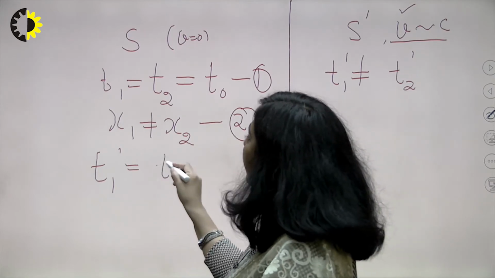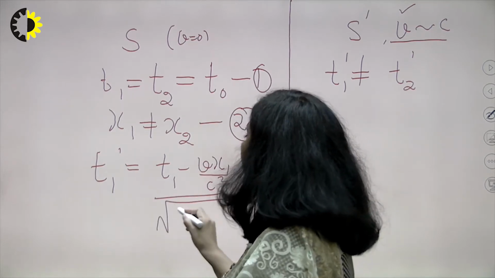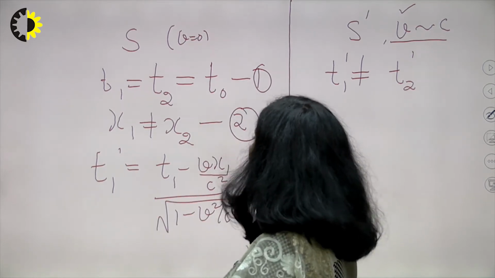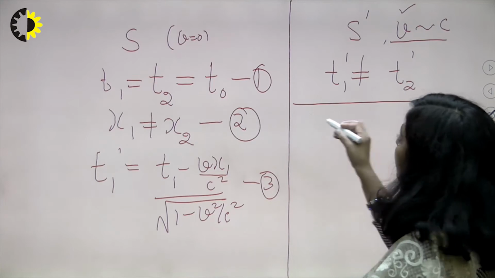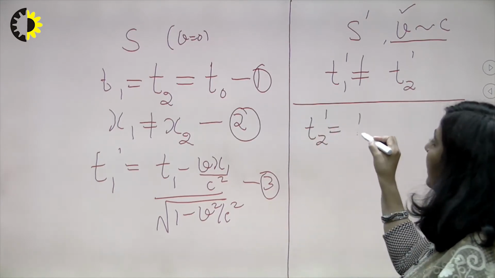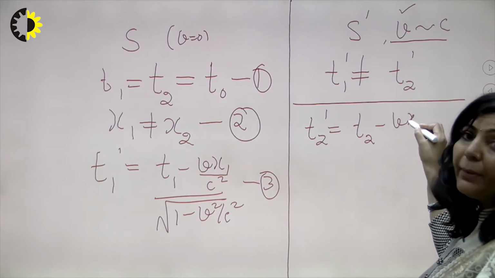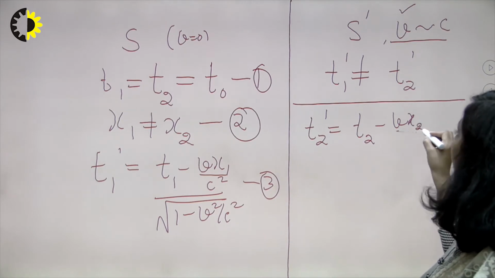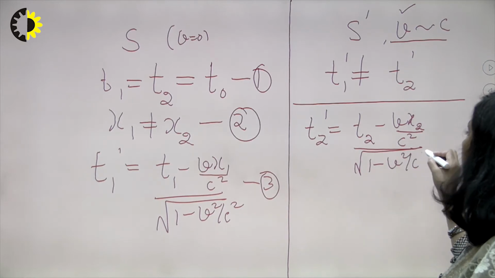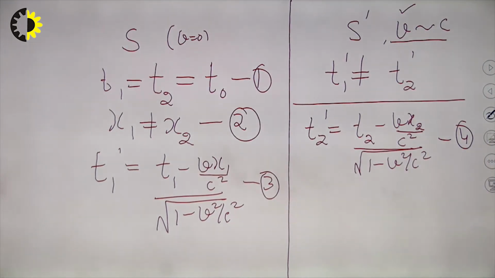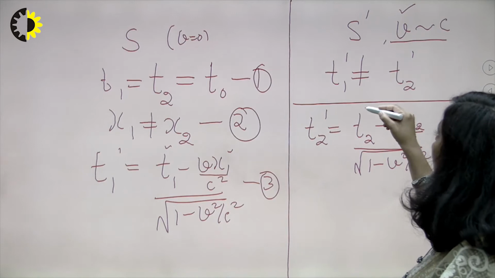frame S, that is x1. So your t1 dash will be (t1 minus V x1 upon c square) upon root 1 minus V square upon c square. This is the value of t1 dash in terms of t1. And the value of t2 dash in terms of t2, what will that be? It is (t2 minus V x2 upon c square) upon root 1 minus V square upon c square, where x2 is the point at which this event is happening in frame S. So you have t1 dash in terms of t1 and x1, and t2 dash in terms of t2 and x2.